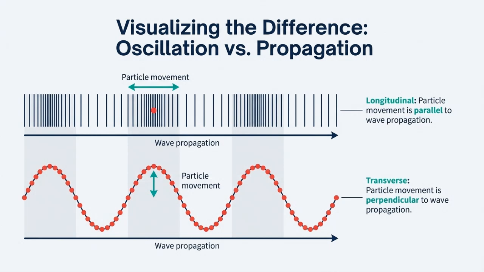On the other hand, transverse waves, like those on a string or light waves, cause particles to move perpendicular to the wave's direction. The particles move up and down while the wave moves forward. This visualization helps us understand that wave propagation is the travel of energy through the medium, while oscillation is the movement of particles around their fixed positions within that medium.